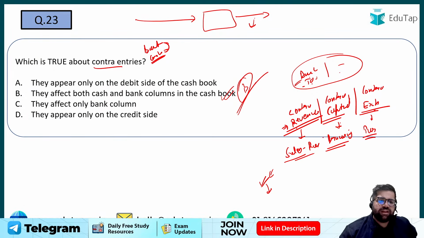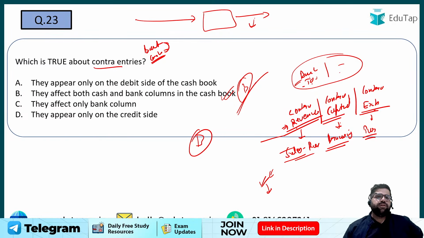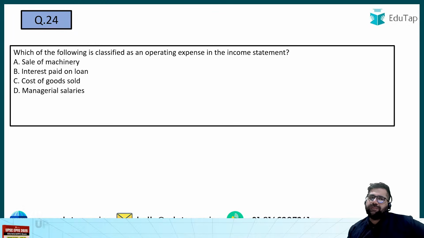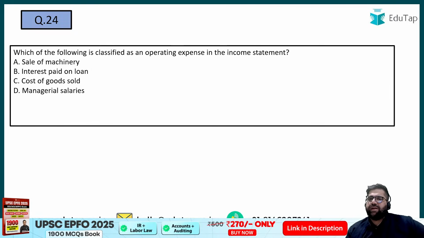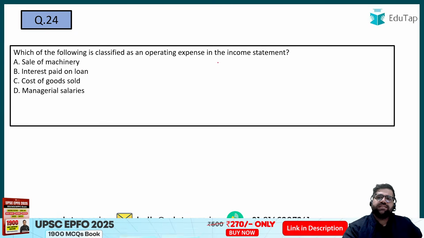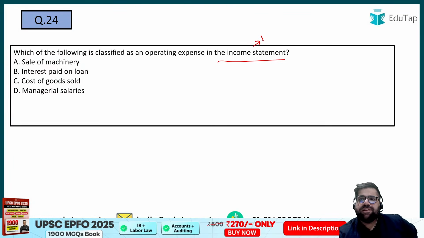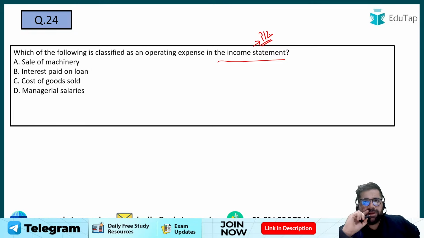So the answer over here will be option number B, but at the same time we have discussed some small more concepts. Question number 24. Which of the following is classified as an operating expense in income statement? So now we are discussing income statement. Income statement is also known as profit and loss account, right?